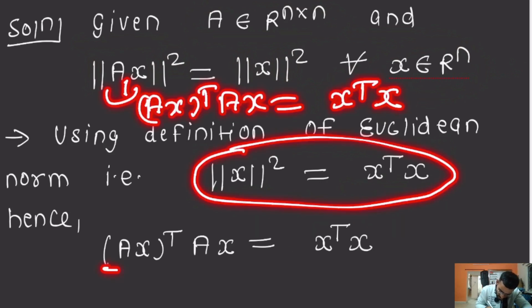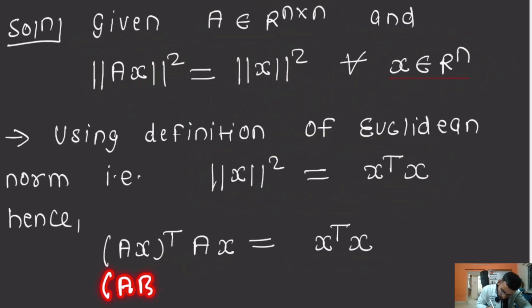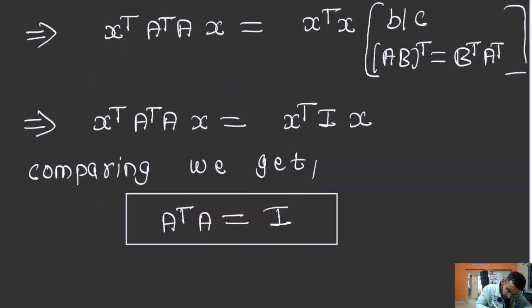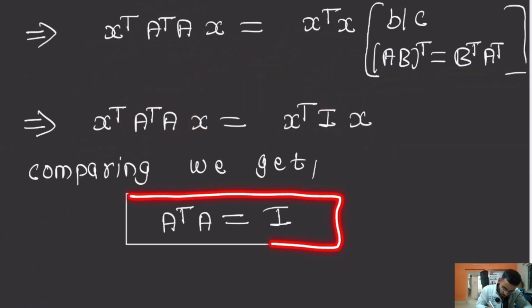Then (Ax) transpose Ax is equal to x transpose x, and we know that (AB) transpose is equal to B transpose into A transpose. Using this property, we get x transpose into A transpose A into x is equal to x transpose x. And x transpose x can also be written as x transpose into I into x. If we compare both sides, we get A transpose A is equal to I.